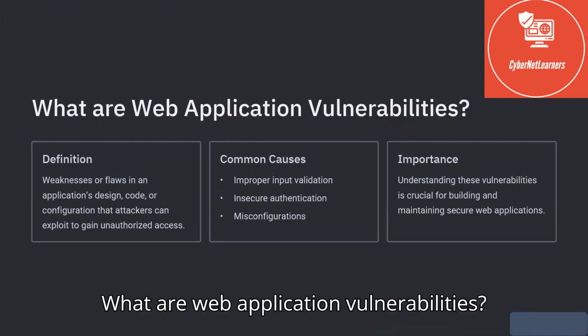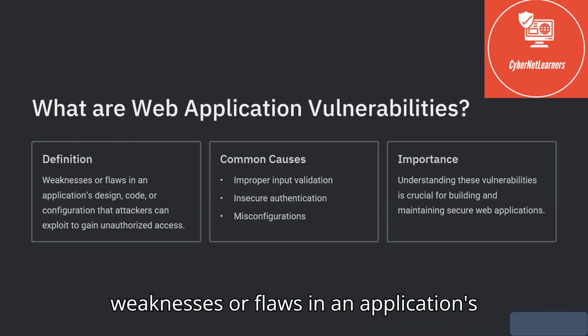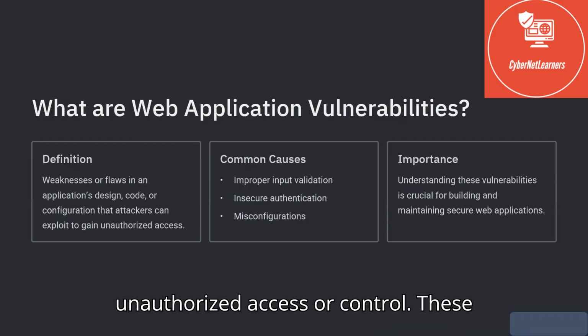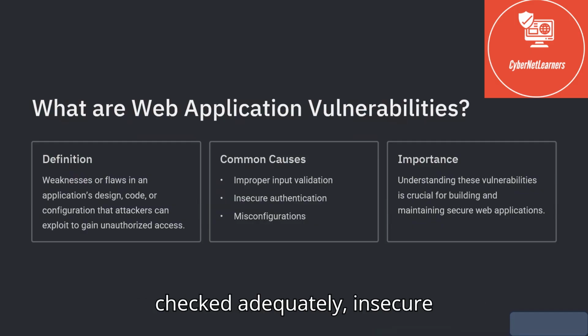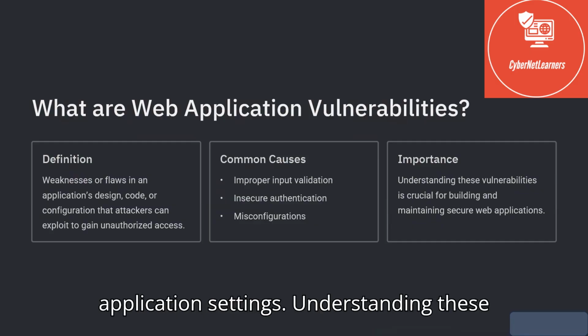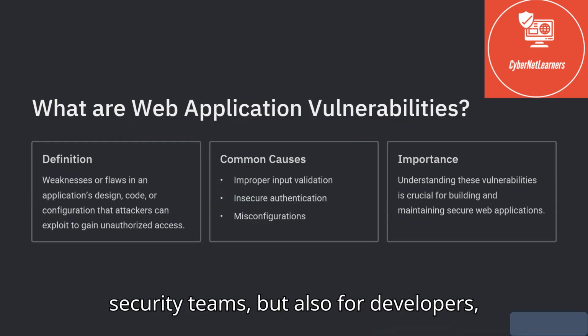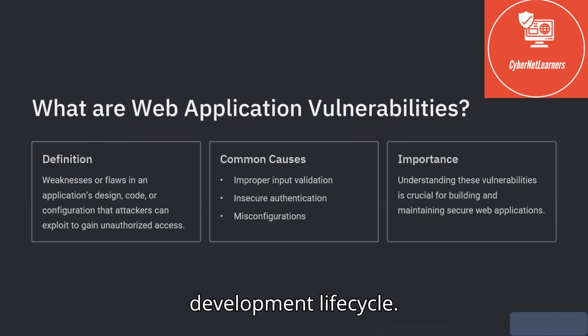What are web application vulnerabilities? Web application vulnerabilities are weaknesses or flaws in an application's design, code, or configuration that attackers can exploit to gain unauthorized access or control. These vulnerabilities can result from improper input validation, where user input is not checked adequately, insecure authentication mechanisms, or misconfigurations in server and application settings. Understanding these vulnerabilities is crucial not only for security teams but also for developers, as secure coding practices can prevent these issues early in the software development lifecycle.